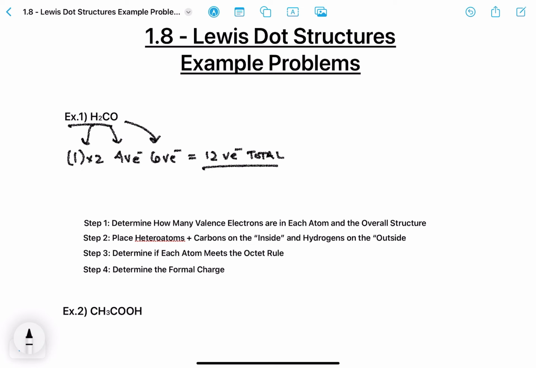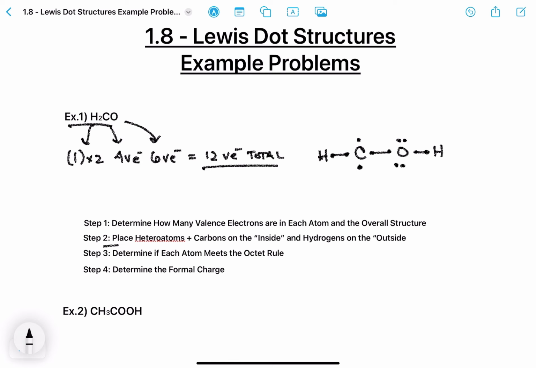This information will be useful more when we have multiple possible structures, not when we have a single possible correct structure. The second step is to place the heteroatoms and the carbons on the inside and the H's on the outside. So I'm going to put carbon here. It has 4 valence electrons, and oxygen has 6. And I'm going to put the H's on the outside. So I'll put an H there and an H there. All right, so I'm going to connect these bonds.